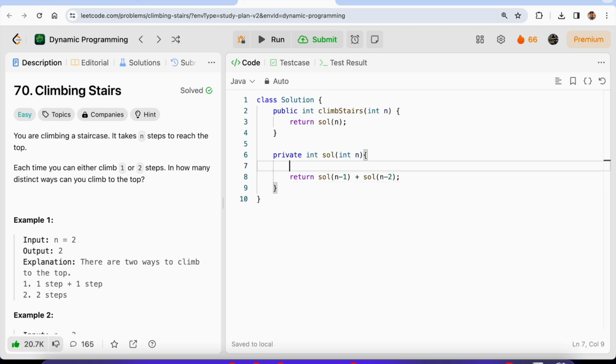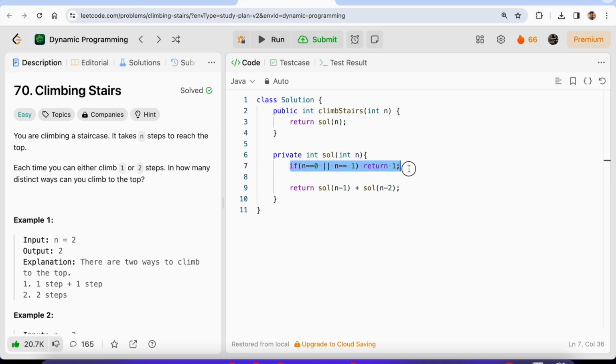But we also need to handle the base cases. If n equal to 0 or n equal to 1, I'm returning 1. This is going to be our base case. So from n equal to 2 onwards, we are going to get a correct answer. Now let's test our sample test cases.